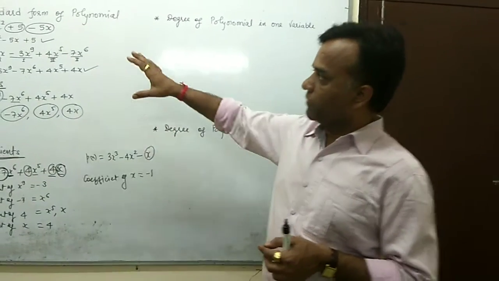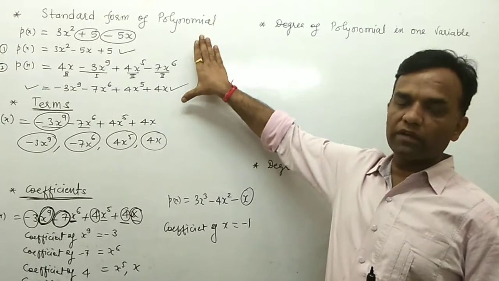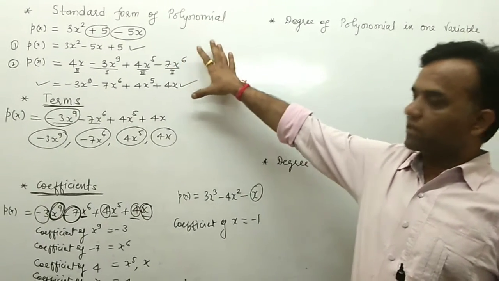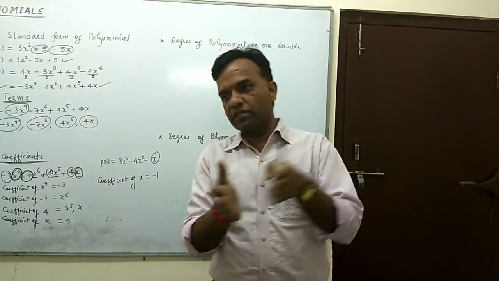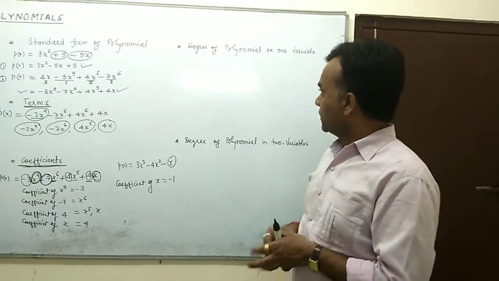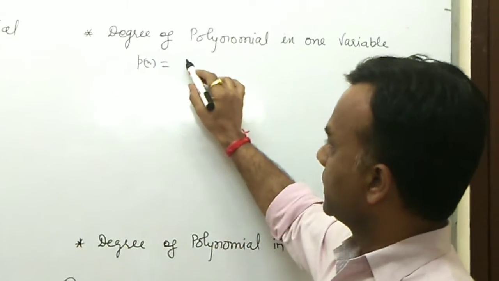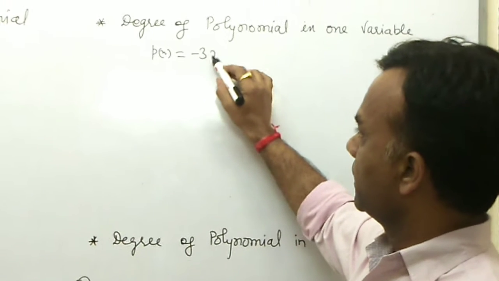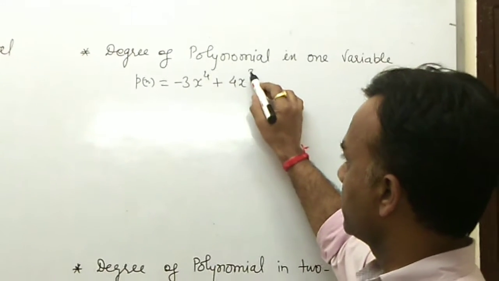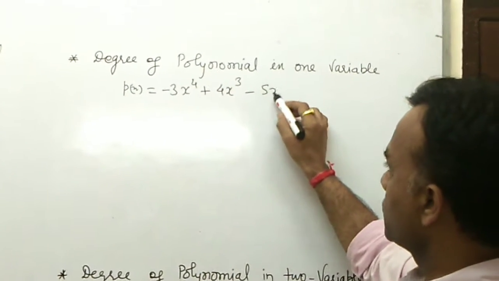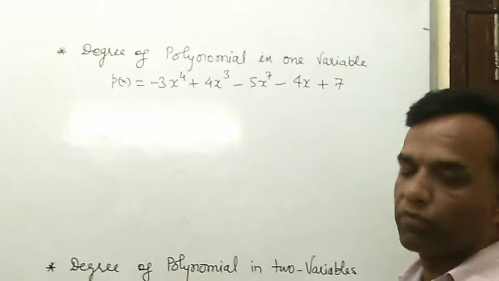And what do you mean by the standard form? Basically, when any polynomial is given, first you convert it into the standard form: the highest degree is written in the first position, and then all degrees are arranged in descending order. So the same concept is here, and suppose one example: minus 3x to the power 4 plus 4x to the power 3 and then minus 5x to the power 7 minus 4x plus 7. Okay, irregular form is given.